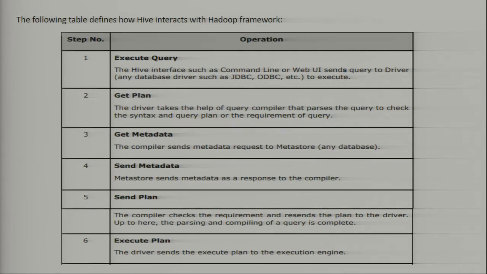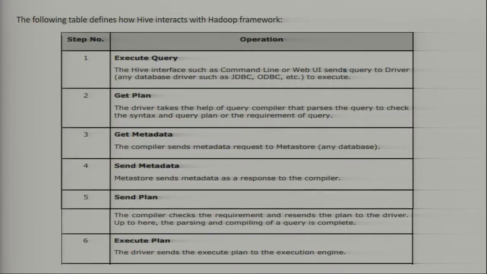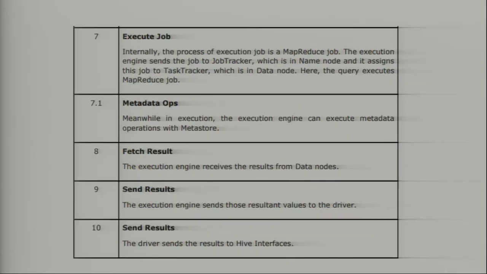So what happens in the execute plan? It says the driver sends the execute plan to the execution engine. Okay, so this is the initial step which is to be taken care of. After this we move on to the main part, that is the execution engine. Now when I say execution engine, you can see there, that is the sixth step. In the execution engine we have certain things to be taken care of. That is the seventh step, and there is a sub step called 7.1. Please make a note here. I am saying that in the execution engine we have the seventh step, and also a sub step called 7.1. Both have to be taken care of.